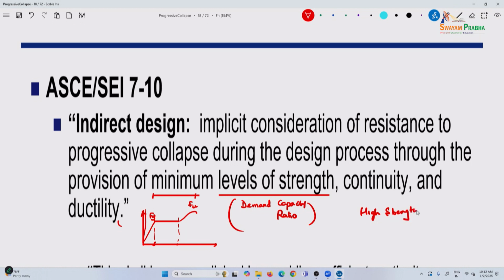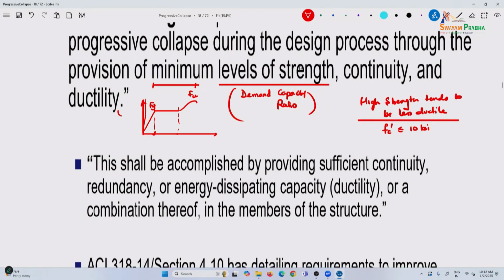Using high strength concrete without fiber reinforcement could be an issue. High strength concrete tends to be less ductile. So, often under normal concreting conditions, your f'c or fck is restricted to being less than 10 ksi. In other words, if you are using things like self-compacting concrete, look into the stress strain properties and ensure there is ductility.